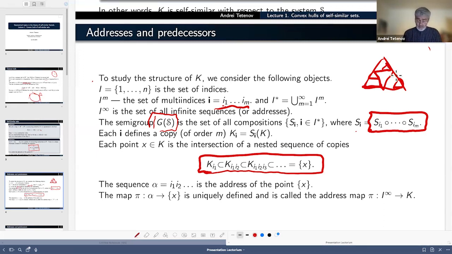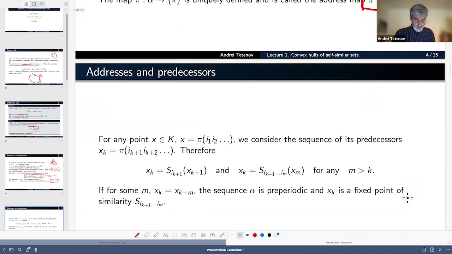So for each point, there is an infinite sequence of copies, a nested sequence of copies, whose intersection is x, because diameters of these copies tend to 0. And the sequence I1, I2, I3, ... defining this point is called the address of the point x. So if we have the set of addresses, each address defines a unique point, and finally we have the address map of the whole address space to the set K, which is called the address map.